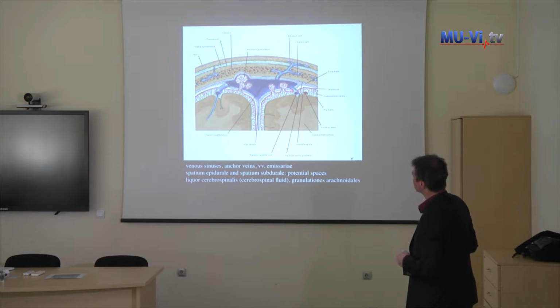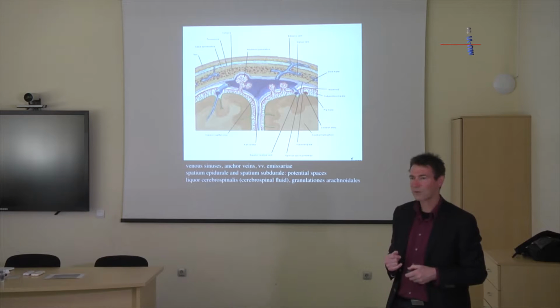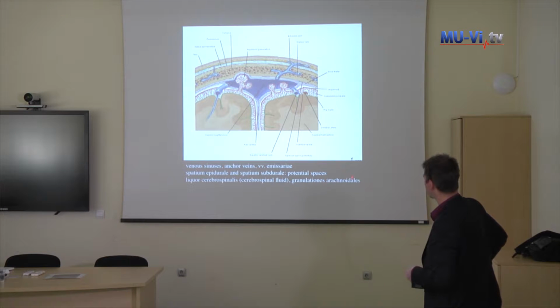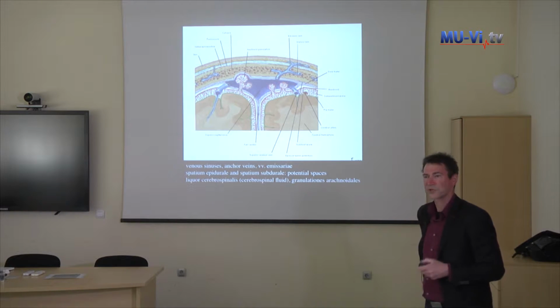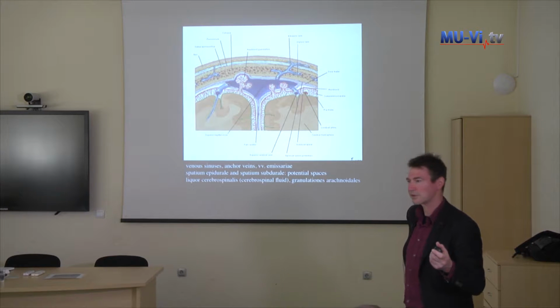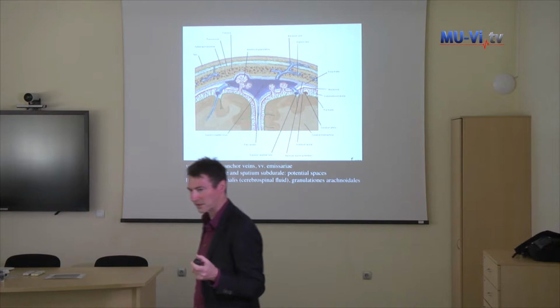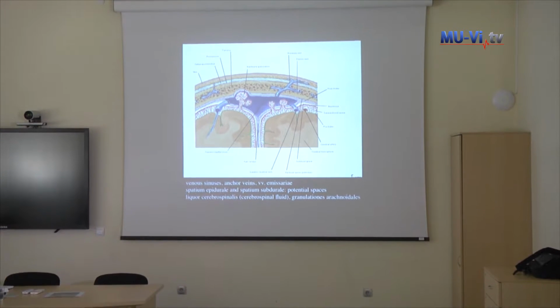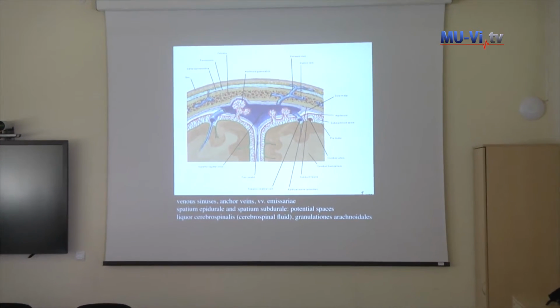You see extensions of the arachnoid going into the venous sinuses. They look a bit like a cauliflower. I don't know if you know this vegetable, cauliflower. And they're called granulationes arachnoidales. They are important for resorption of the liquor, because the production of liquor is about half a liter a day, and the volume that can contain liquor inside the brain is only 150 milliliters. It means there has to be a big turnover. It's very important, otherwise the pressure would increase. So there's a lot of resorption going on, and these are specialized structures for this resorption.